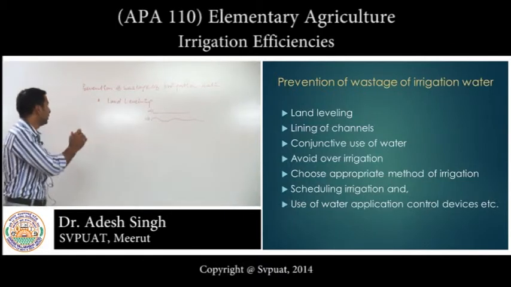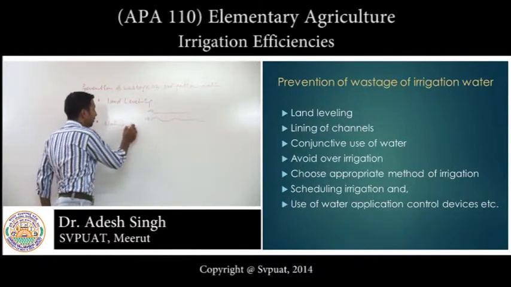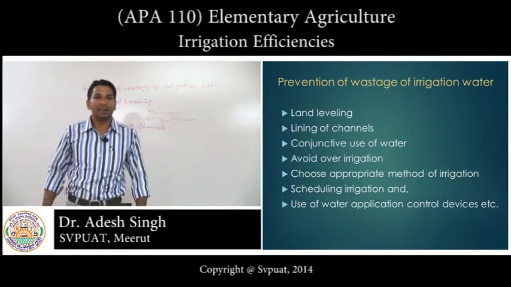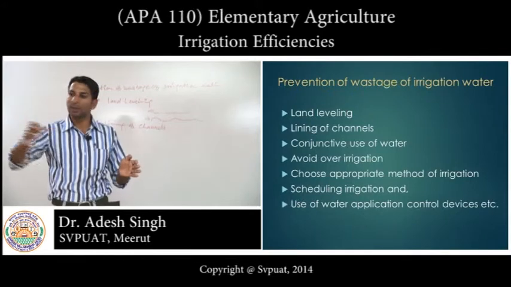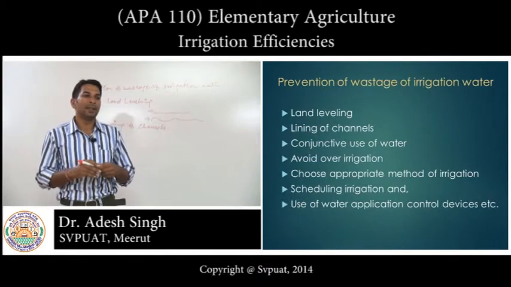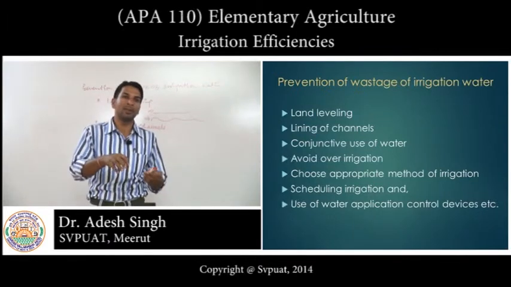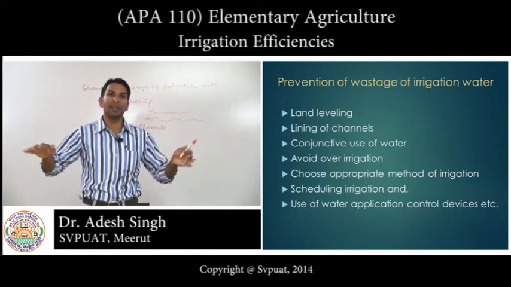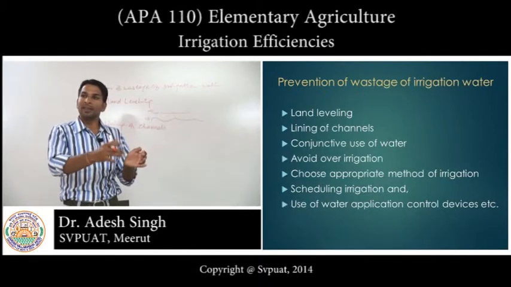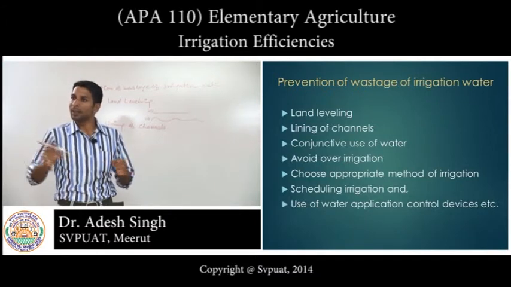Then the second option is the lining of the channels. Because water is conveyed from the source to the field with the help of the irrigation channels. So if channels are not lined, then there are various kinds of losses. Say for example, percolation losses are there, seepage losses are there. So whatever water is present at the source level cannot be directly reached to the field level. Clear? Because there are certain kinds of losses.